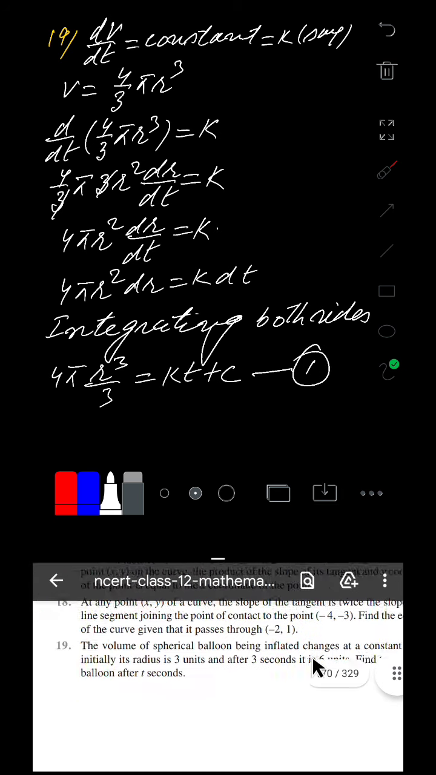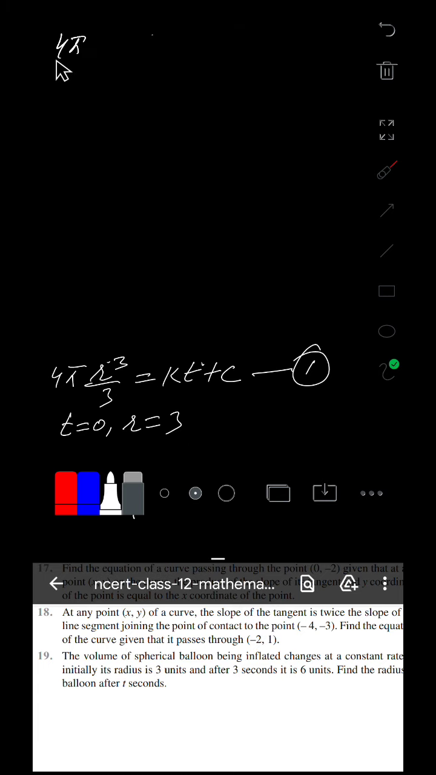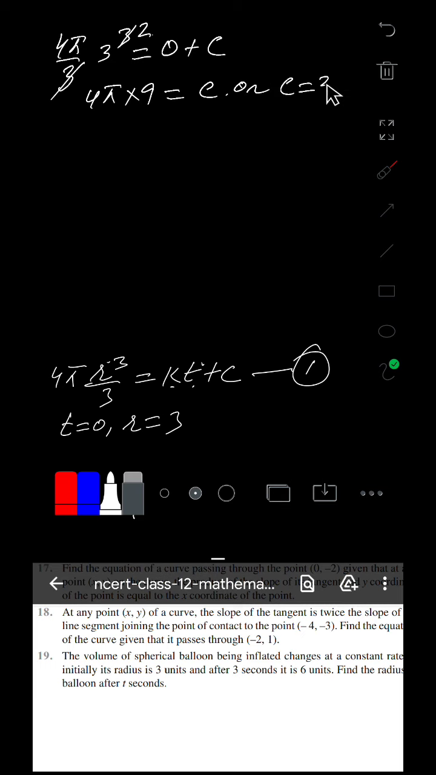Next, it is given in the problem that initially its radius is 3 units. Initially means when t is equal to 0, radius r is 3. Putting t is equal to 0 and r is equal to 3 in this equation, we have 4 pi upon 3 times 3 cube is equal to, on the right hand side, k into 0, that is 0, plus c. So 3 will divide one power from the numerator. We have 4 pi into 9 is equal to c, or c is equal to 36 pi.